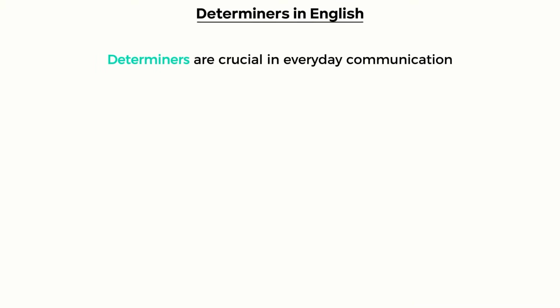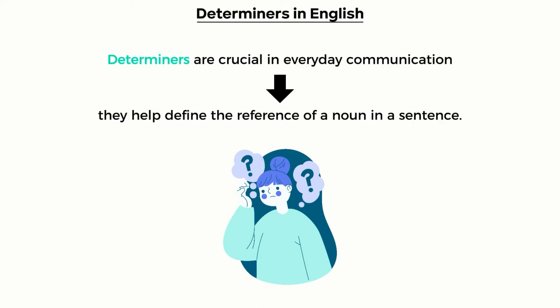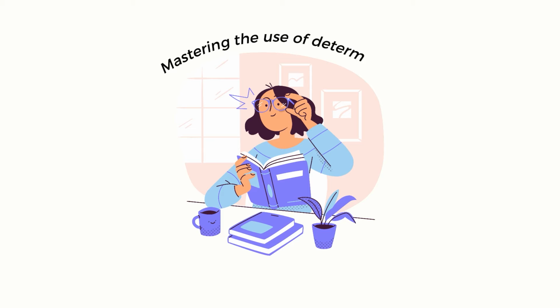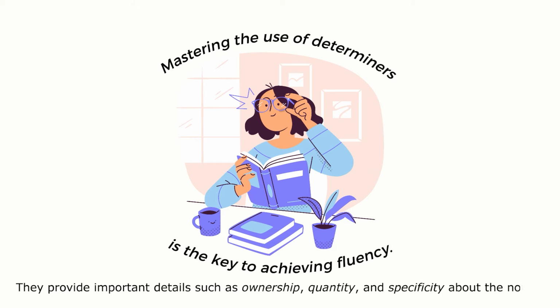Determiners are crucial in everyday communication because they help define the reference of a noun in a sentence. Without them, our speech and writing would be vague, and listeners or readers might struggle to understand who or what we are talking about. Mastering the use of determiners is the key to achieving fluency and clarity in English, as they provide important details such as ownership, quantity, and specificity about the noun.